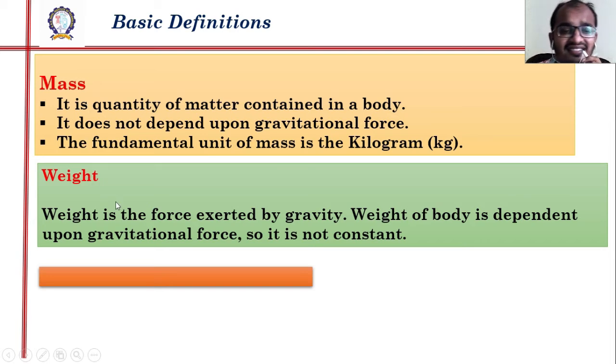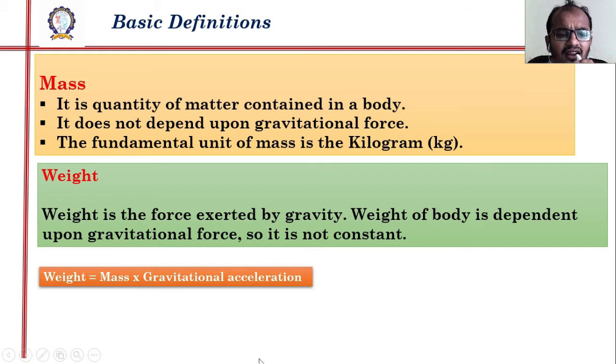Right. You can differentiate mass and weight this way: mass is independent of gravity, whereas weight is dependent on gravity. When the effect of gravitational force is there, there will be no change in mass, but there will be a change in weight. This question is asked many times: what is the difference between mass and weight? So you can answer in a better way with the help of gravitational force.